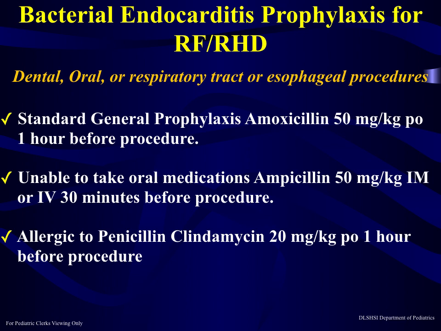Now, patients with significant valvular pathology such as MR, MS, and AR should have bacterial prophylaxis before any procedure. The standard general prophylaxis is amoxicillin 50 mg per kilogram per orem 1 hour before the procedure. For those unable to take oral medications, you may give ampicillin 50 mg per kilogram IM or IV 30 minutes before the procedure. And for those allergic to penicillin, you can give clindamycin 20 mg per kilogram per orem 1 hour before the procedure.